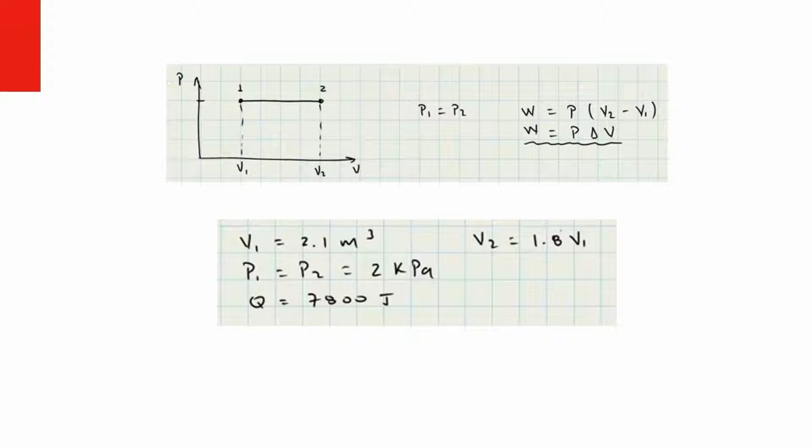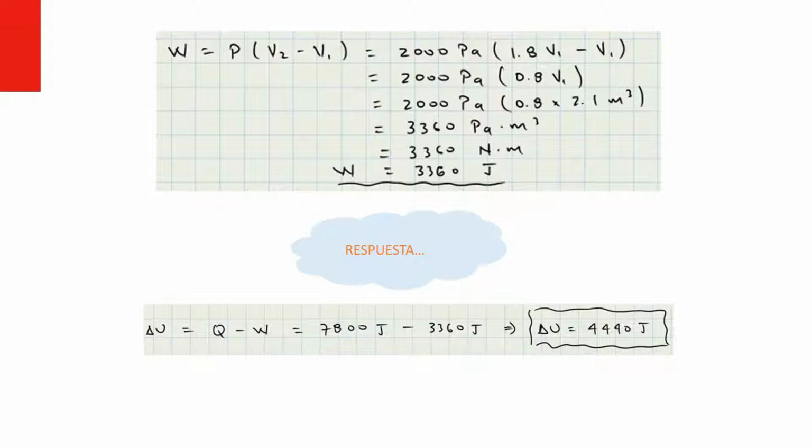The initial volume is 2.1 cubic meters, which is the volume they give me in the exercise, and volume 2 is 1.8 of volume 1, since they speak to me of an increase to 80 percent, that is 180%. The pressures are going to be the same, since it is isobaric, and the heat is 7,800 joules.